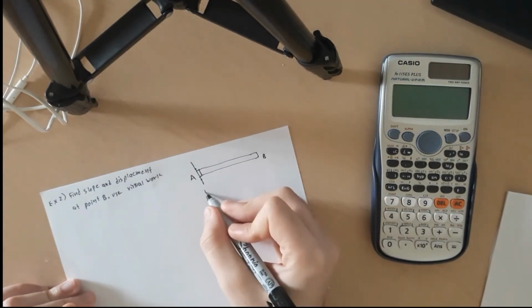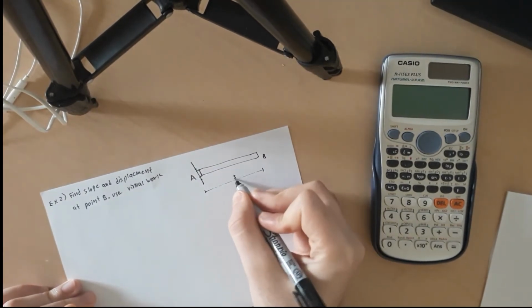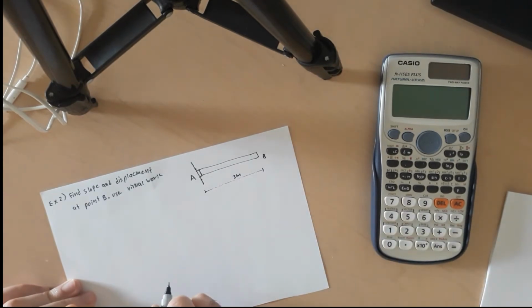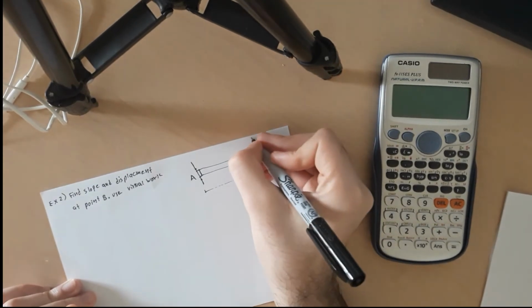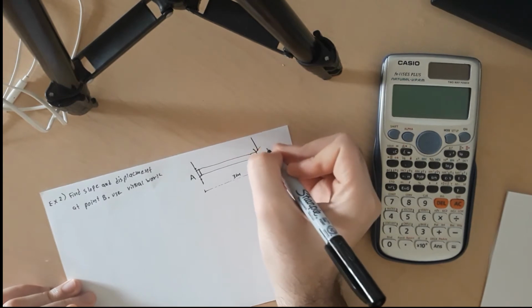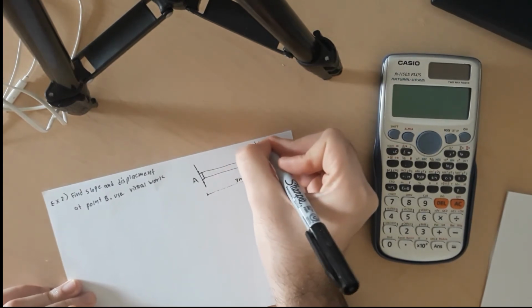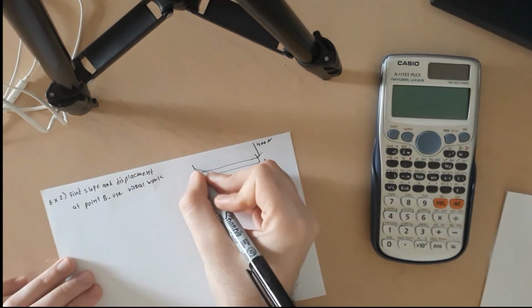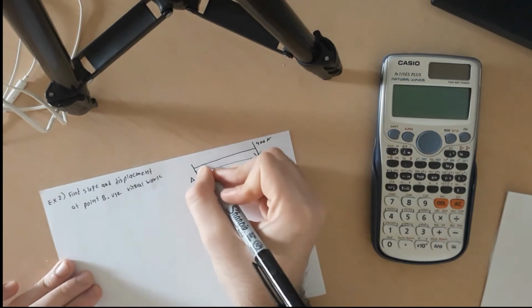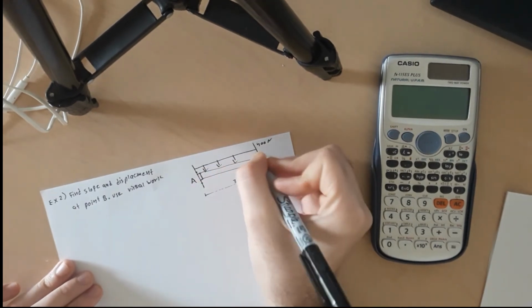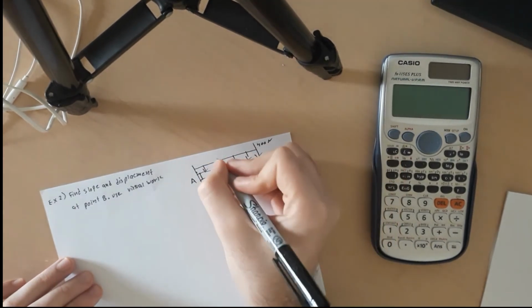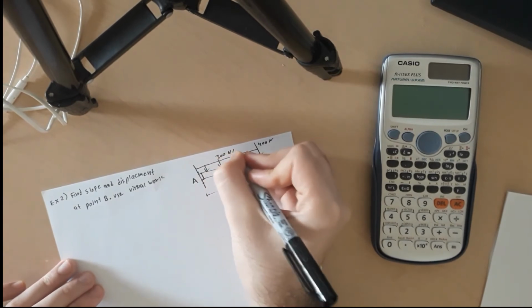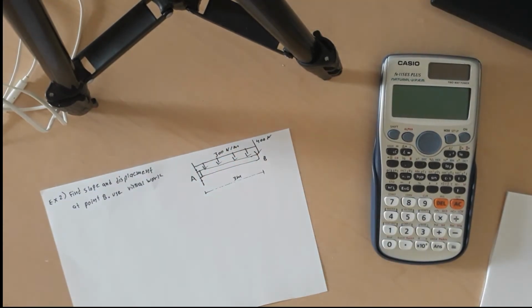The distance from here to here is 3 meters. We have a point load at B, which is 400 Newton. And we have a distributed load from A through B, which is 300 Newton per meter. Okay? Now we need to solve this one.